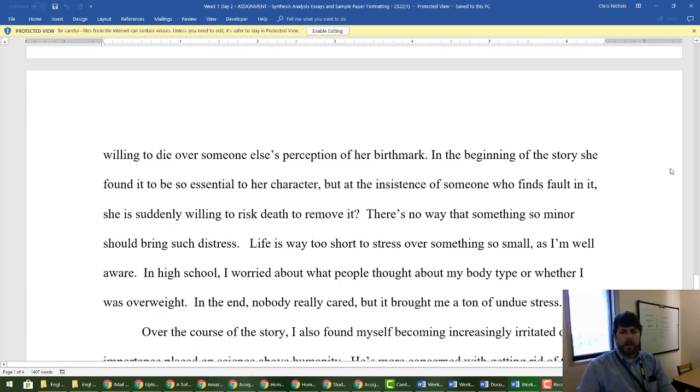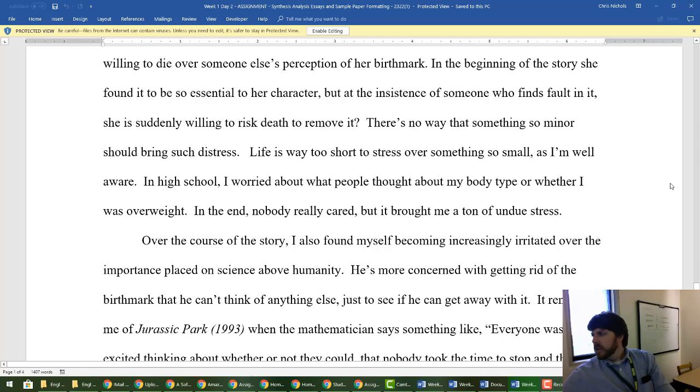It's pretty dramatic, huh? Oh, okay, I read my paper wrong. Hold on. And he says, it's ridiculous that she is willing to die over someone else's perception of her birthmark. In the beginning of the story, she found it to be so essential to her character, but at the insistence of someone who finds fault in it, she is suddenly willing to risk death to remove it.